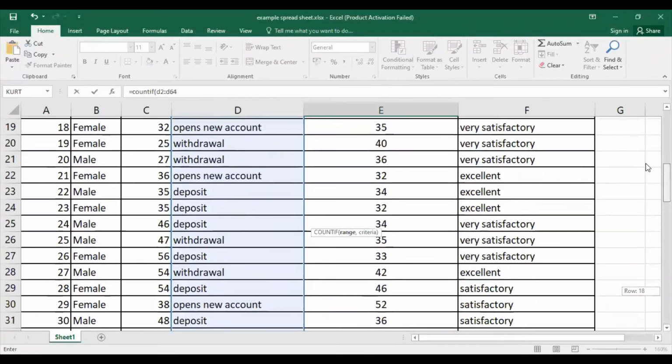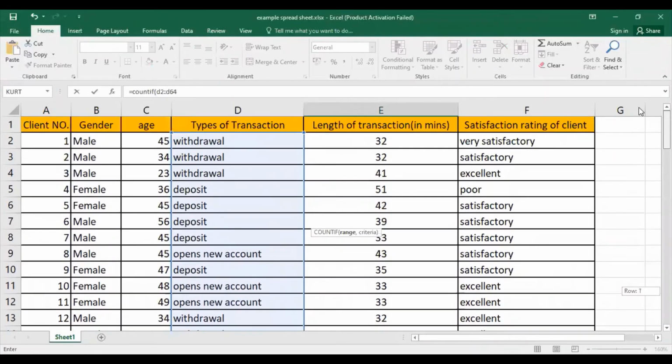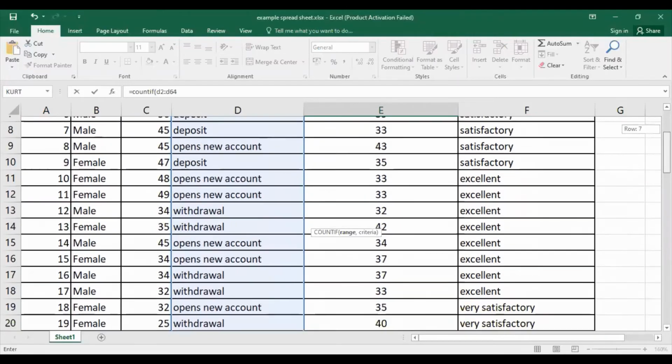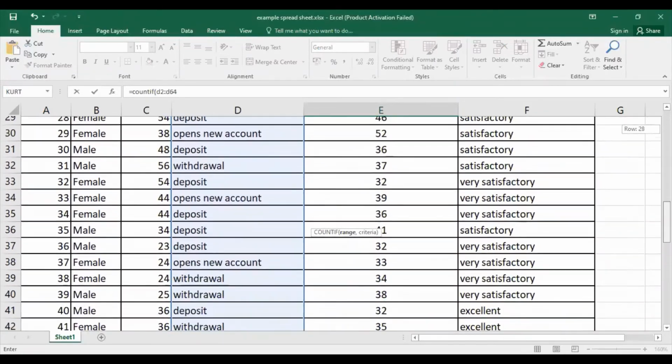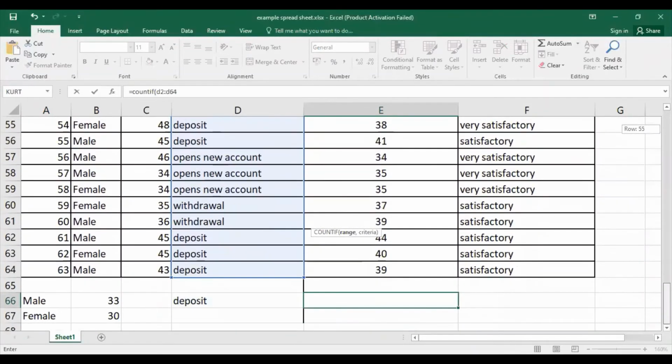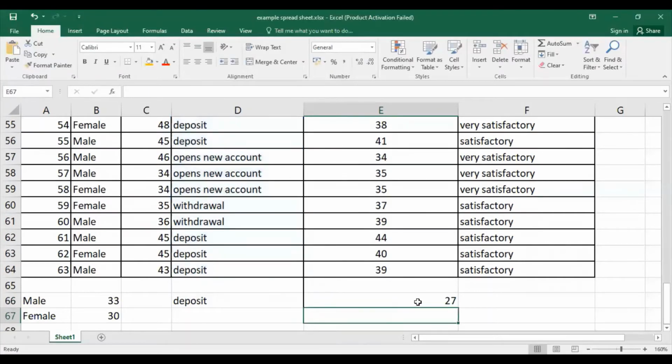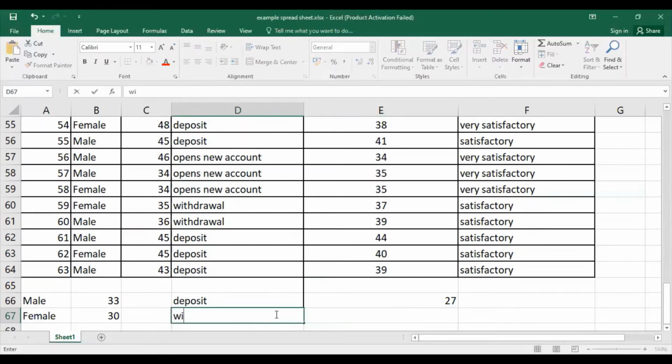Okay. The first transaction is about withdrawal under D2. And the last transaction is under D64. Okay, and our criterion is deposit. Then there are 27 clients who made a transaction on deposit. Next, we have also withdrawal.